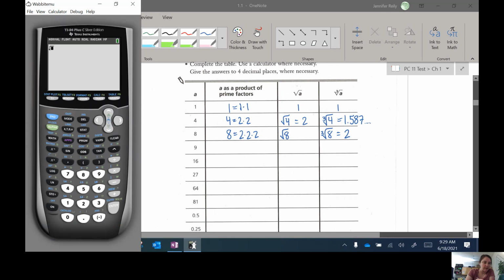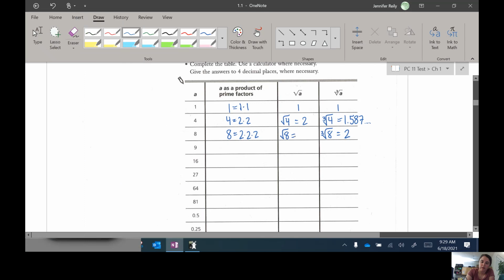My square root button's right on the screen here. And that's going to give me a decimal. 2.828 goes on forever, so I'll just stop there. So I'll put 2.828 ... And we can keep going here. I'll do one more and then we'll stop.